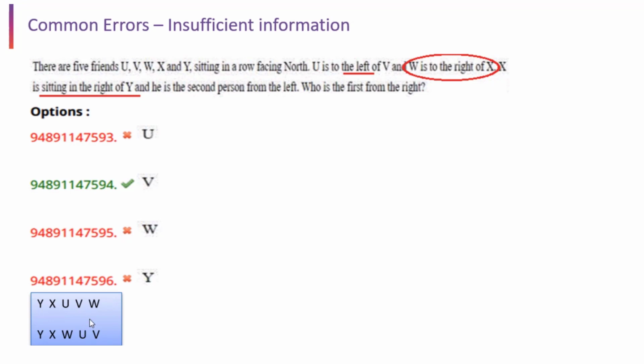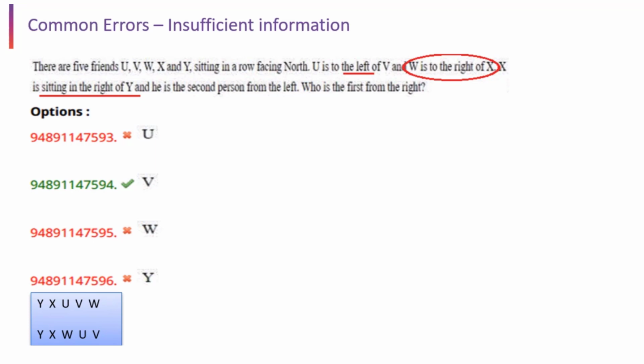Now, when we say W is to the right of X, if you see here, W is to the right of X, and here also W is to the right of X. What the author meant here was W is to the immediate right of X. Because this word immediate was not mentioned, the entire question had to be dropped.